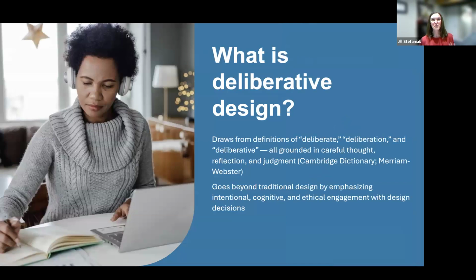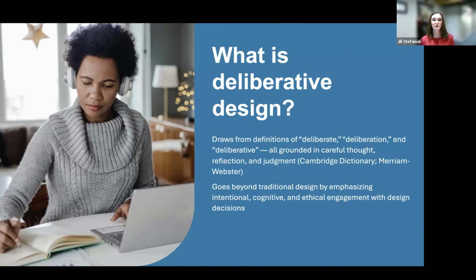And so when we think about what deliberative design is, the definition shows that everything is grounded in careful thought, reflection, and judgment. And I think this is so important when we think about what we do as instructional designers. We should be doing all of these things. We should be engaged in careful thought. We talk a lot about the importance of engaging in reflective practice, or reflection in action. And then, of course, the design judgments and all that decision making, and being able to take a step back and think about how we are making decisions that align with our learners' unique needs.